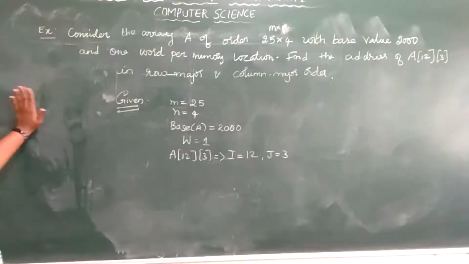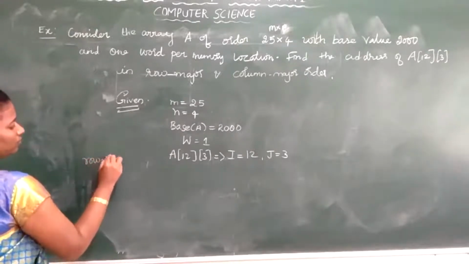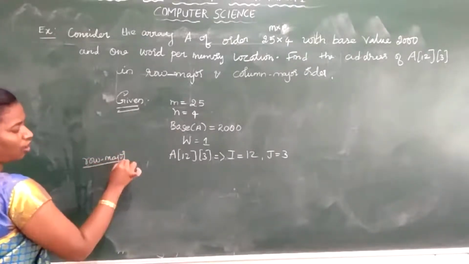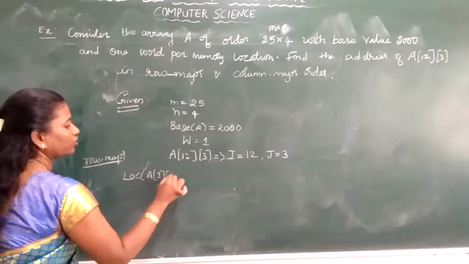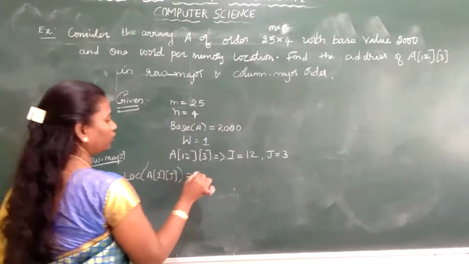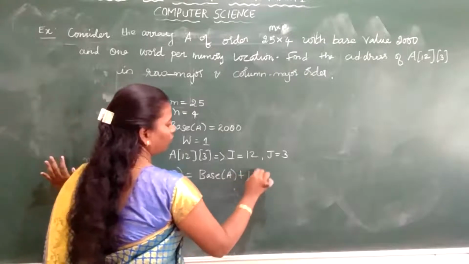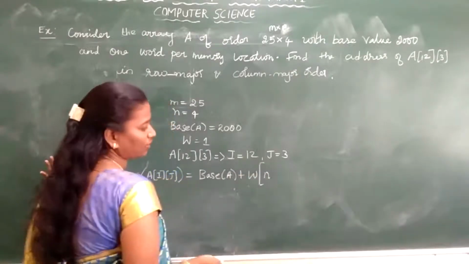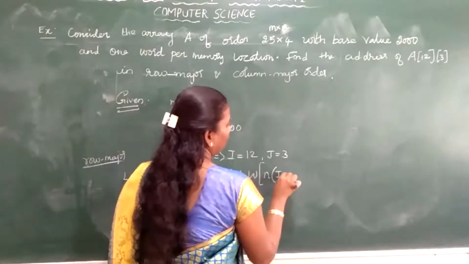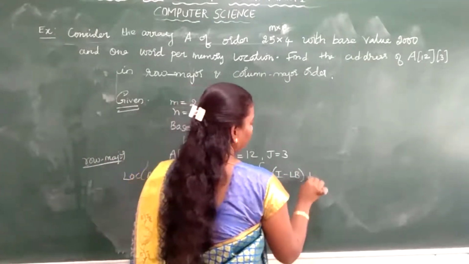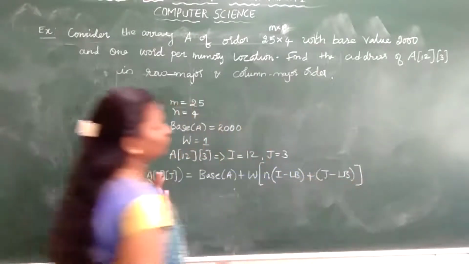In row major and column major. First I will solve this for row major. Row major, the formula is location of A of I and J is equal to base of A plus W. See, this is row major. I need to multiply n with the row: n into (I minus LB) plus (J minus LB). So this is the formula.